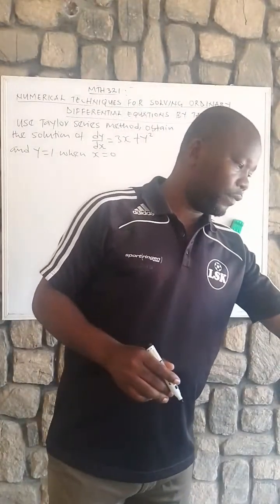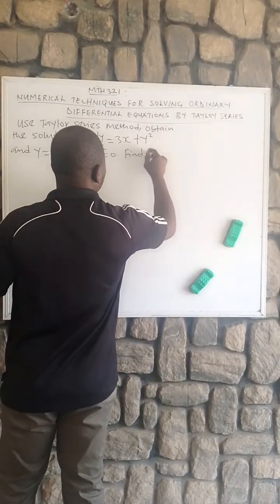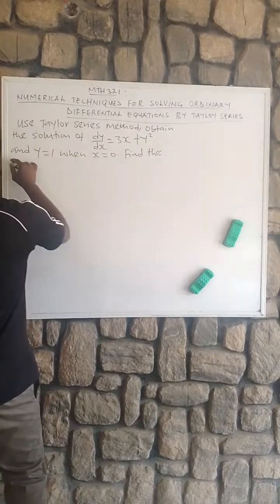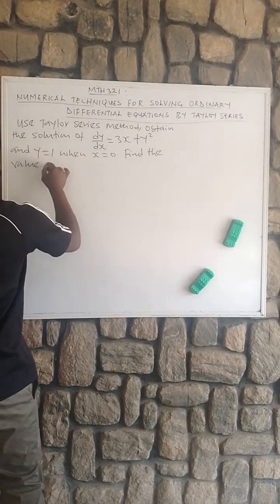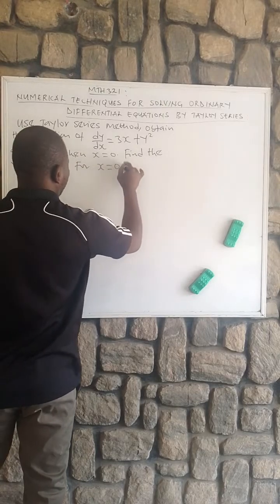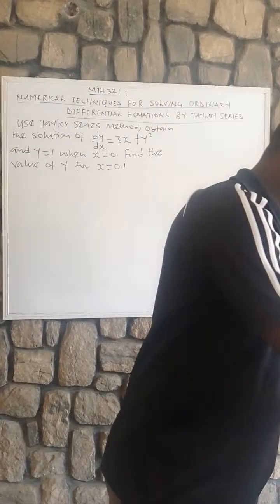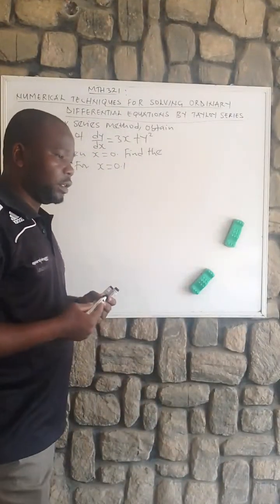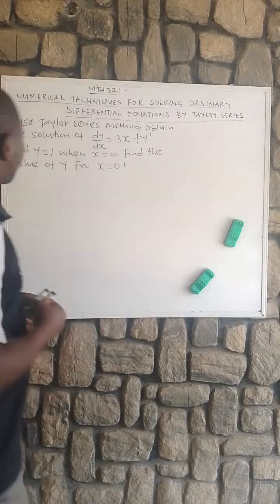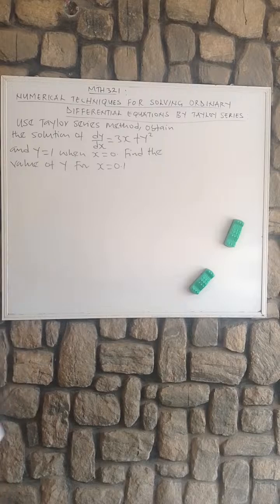Find the value of y for x equals 0.1. Please, your calculators will be needed here, so get ready. Yeah, so this is where the question stops. It's simple as ABC. Look at the question very well again and again.